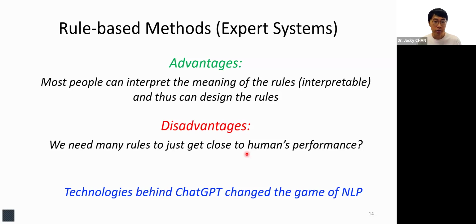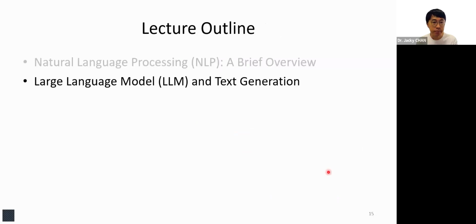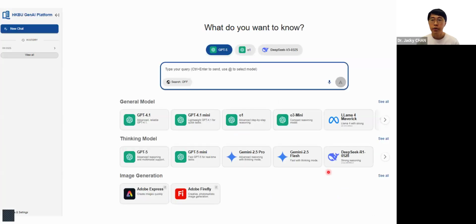Until we had ChatGPT, which changed the game of NLP. Then we can move forward to the second way, LLMs, and how they can generate text. Nowadays we are all very lucky. Students and staff can go to the HKBU Gen AI platform to enjoy all the AI models provided by the university.